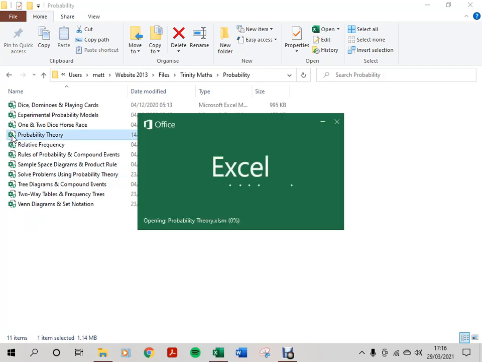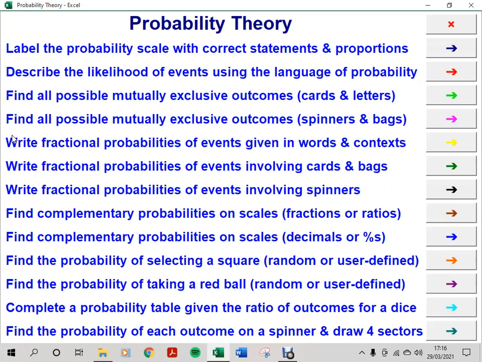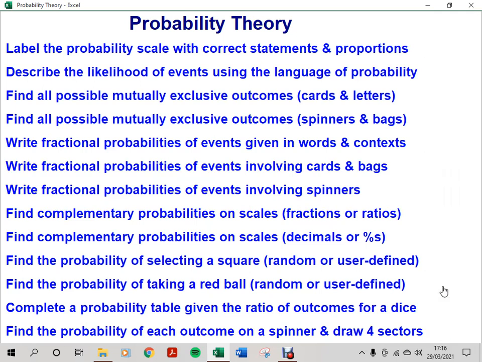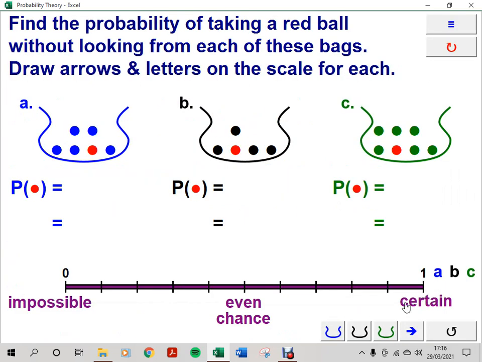This is a macros-enabled Excel spreadsheet, and I'm looking for find the probability of taking a red ball, random or user-defined. This screen shows 3 randomly generated diagrams. Each time I press the refresh button, I get different bags of coloured balls.